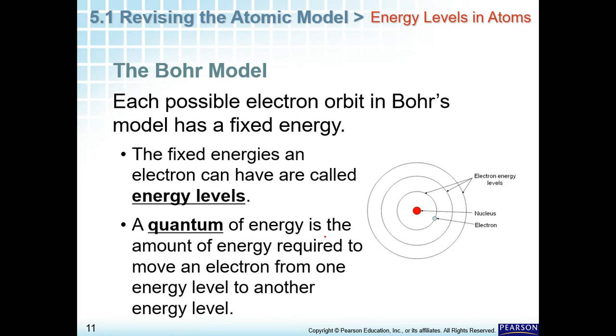Now, one thing about energy levels is this is where you typically find an electron. But an electron is not going to stay in the energy level that it's in. It can actually move up an energy level or down an energy level depending on if it got energy. A quantum of energy is actually defined as the amount of energy needed to move an electron from one energy level to another. So if an electron or atom got enough energy, it could move up energy levels.